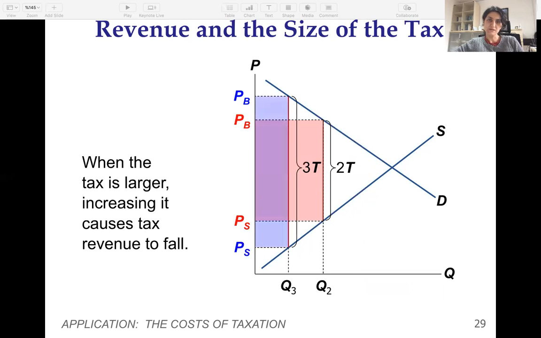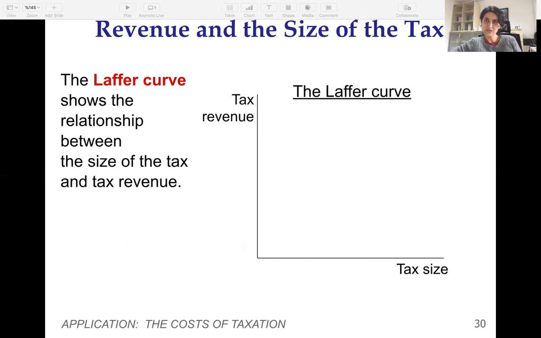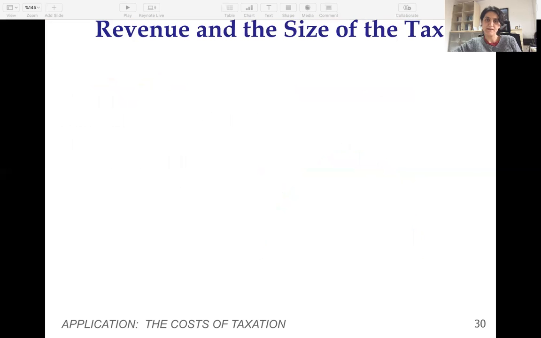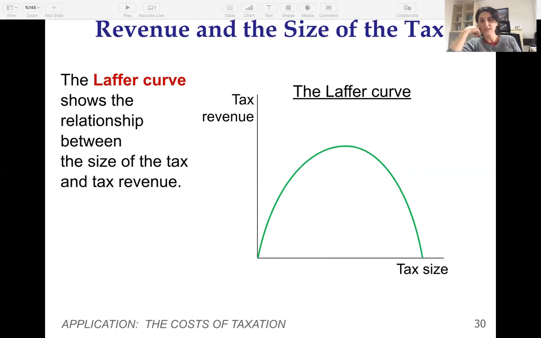If you triple it, this purple rectangle is the new tax revenue. There is something called the Laffer curve, which shows the relationship between the size of the tax and tax revenue. On the y-axis you have tax revenue, and on the x-axis you have tax size. The Laffer curve will be something like this. If you have a low tax, increasing it will lead to higher tax revenue. But if you already have a high tax, then increasing it will decrease your tax revenue.